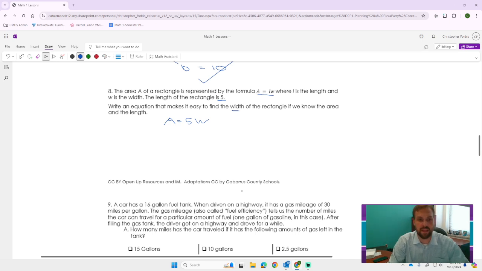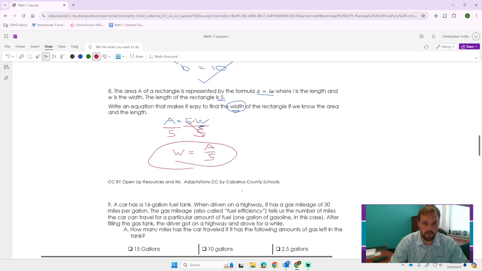So it wants us to make the equation easy to solve for width. That is a fancy way of saying, hey, get W by itself, please. And in order to do that, since we're doing 5 multiplied by W, we can divide both sides by 5. So I get that W is equal to A over 5, which is exactly what we want. I mean, that's an easy equation, given that we know the area and the length. Okay.